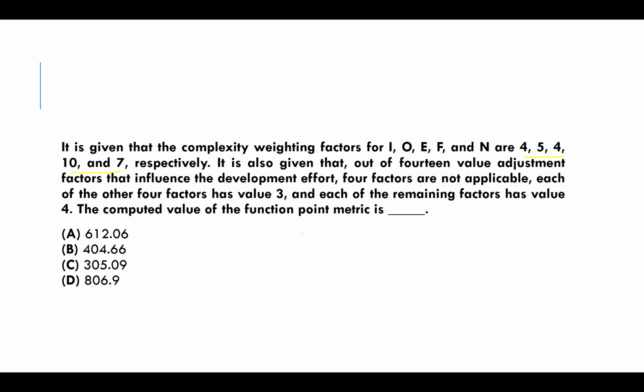So the equation becomes 0 into 4 plus 4 into 3 plus the remaining value 4. The remaining number of factors is 6. In this way you count the value adjustment factors, that is summation fi, using this formula. Then compute the value of the function point metric. You have to calculate the function point metric value.